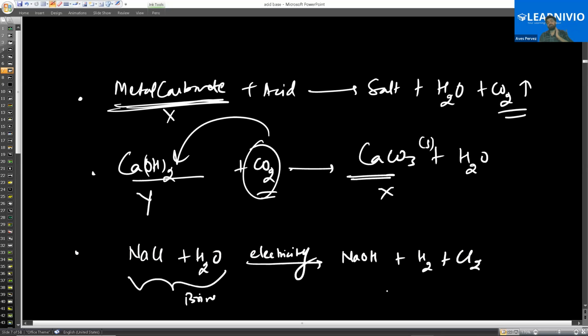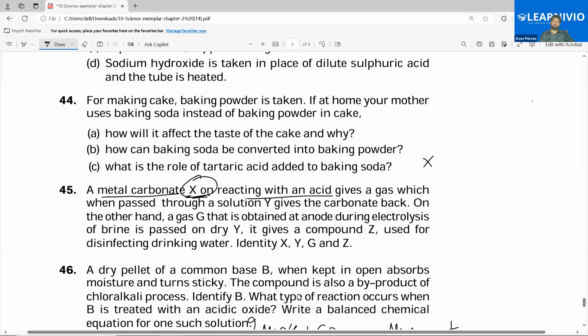Now the question says a gas G is obtained at the anode during the electrolysis of brine. If you don't know what brine is, you will not be able to solve this question. So you must know the common names in chemistry too: brine means NaCl plus water.